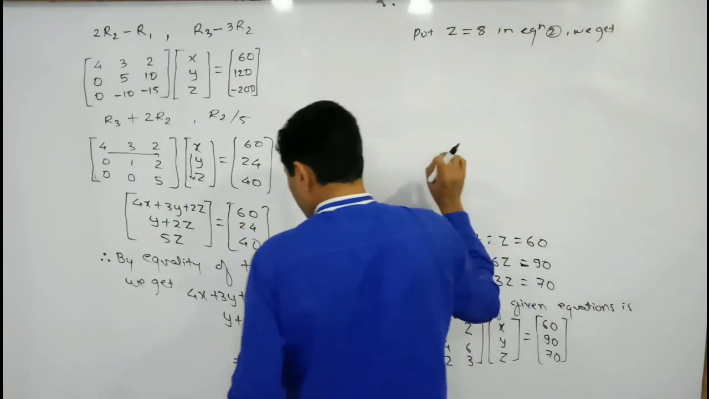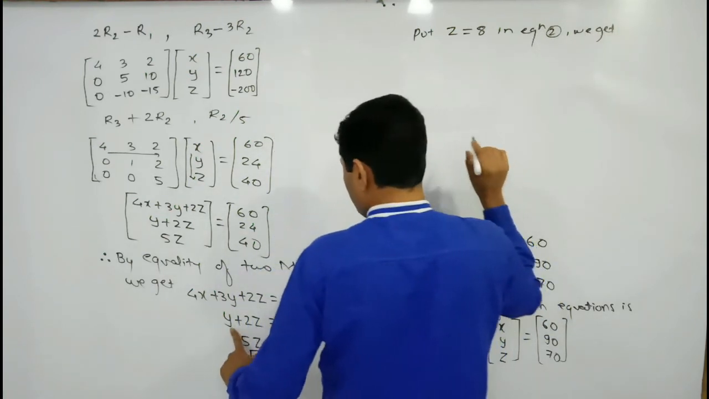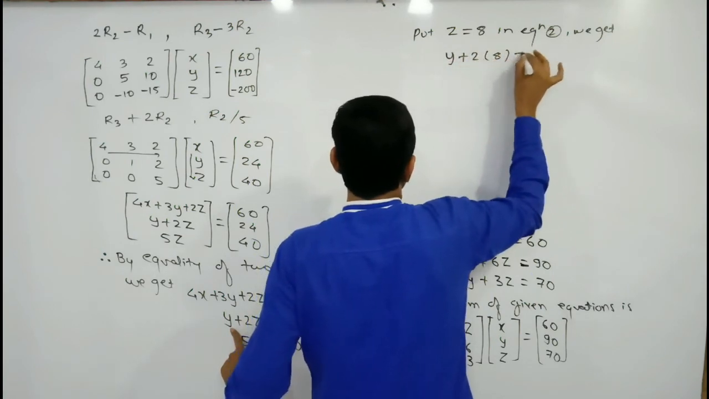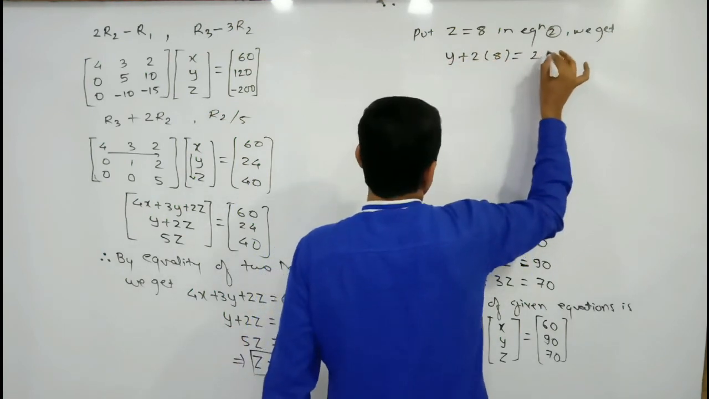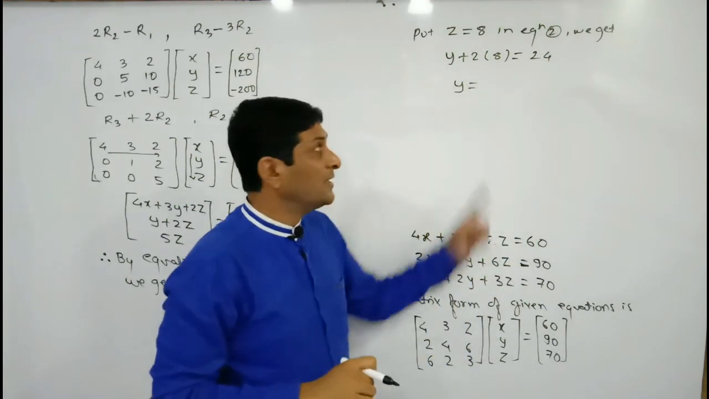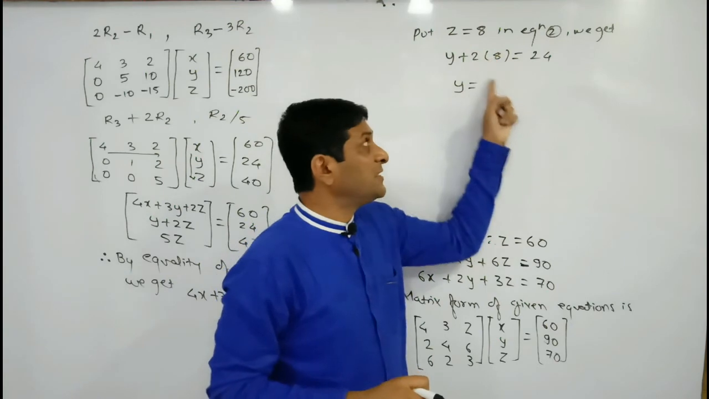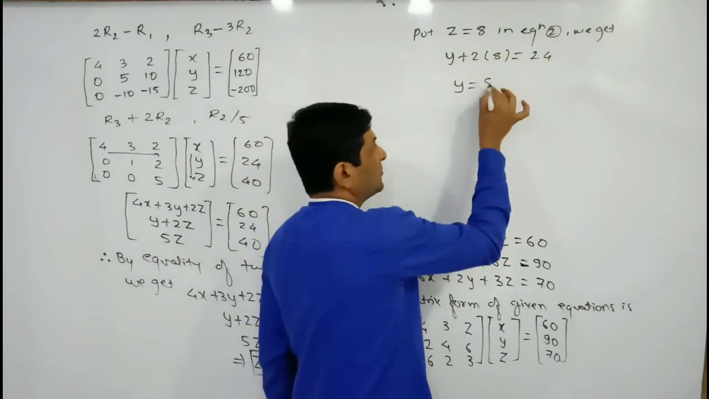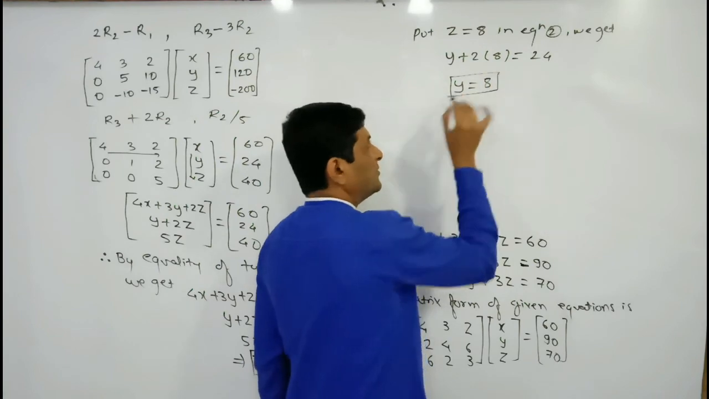So if I am substituting here z equal to 8, what we'll get here? y plus 2 into 8 will be equal to, on this side 24, keep it as it is. Simplifying this, we are able to find out the value of y. 2 into 8 is 16. 16 on this side will become minus 16. So 24 minus 16 will be equal to 8. Means in this way we have got the value of y.